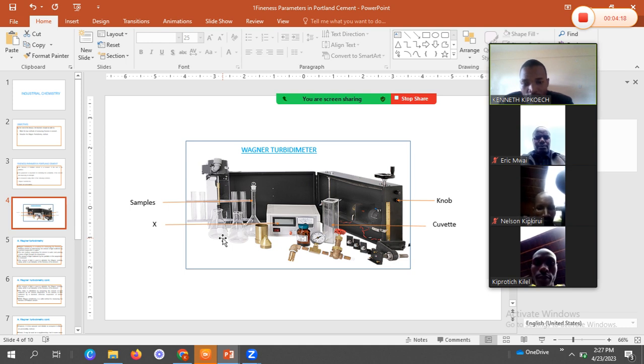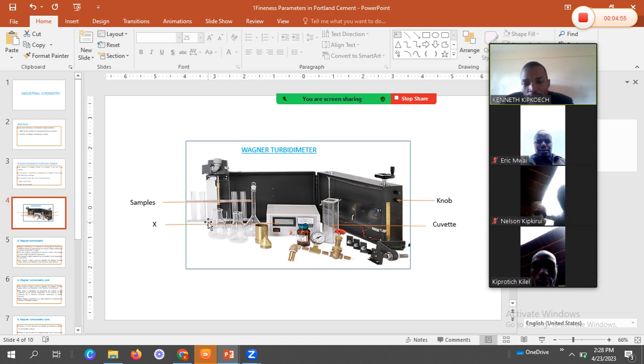The chart that I'm displaying right now is a Wagner turbidimeter. I've labeled some of the parts except the part labeled X. I've labeled the sample, indicating that the sample has been placed in a volumetric flask, and the other samples are found in the conical flask. We have the part here on the left side. On the right side is the knob of the instrument, and also on the left side is a cuvette.